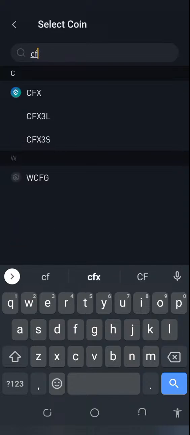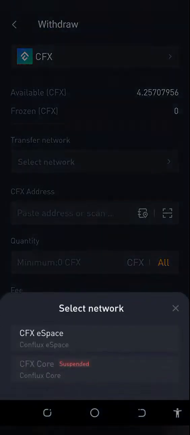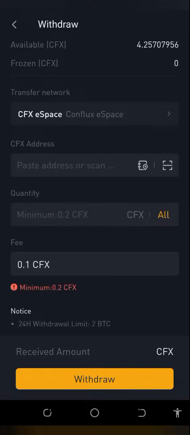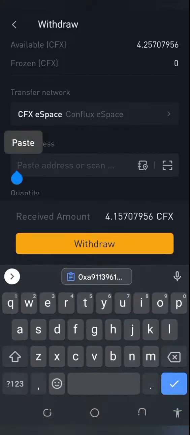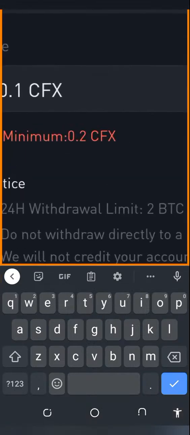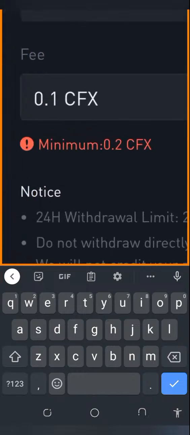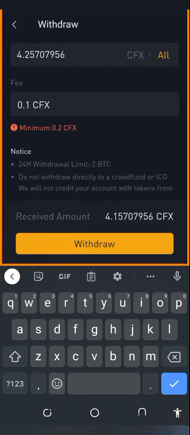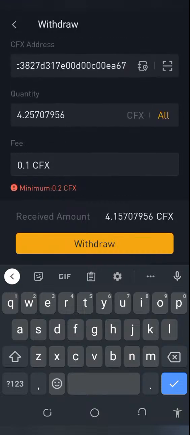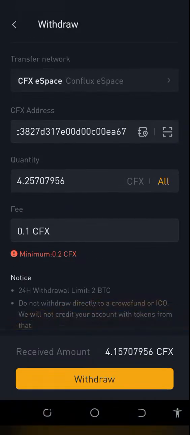So CFX eSpace, of course. And then let's see what we're putting in here. Available, yeah, everything. Let's see, all, of course. Let's put in the address. Okay, it said minimum. Minimum is what? Okay, minimum is 0.2 FX. I've done that. Okay. Well, maybe just a little warning. Okay, all. And then we go ahead.